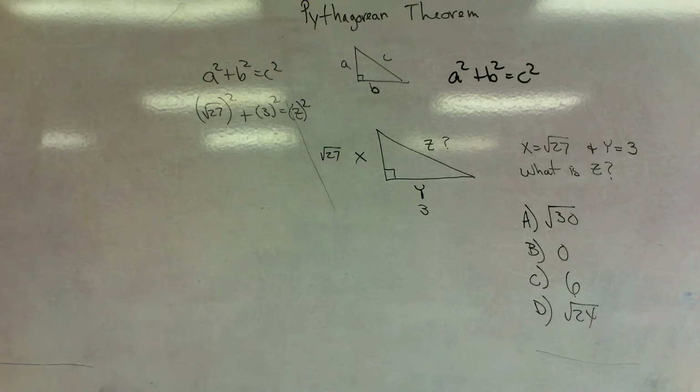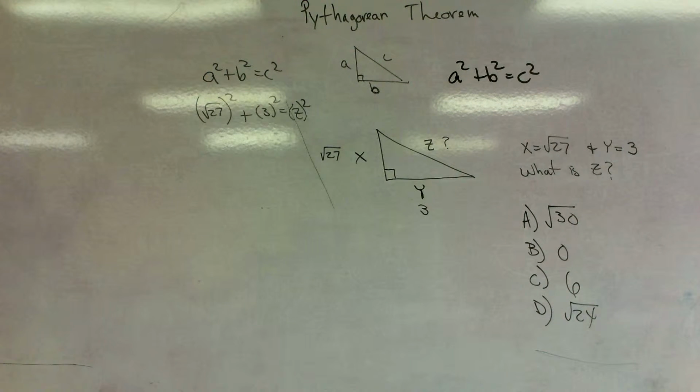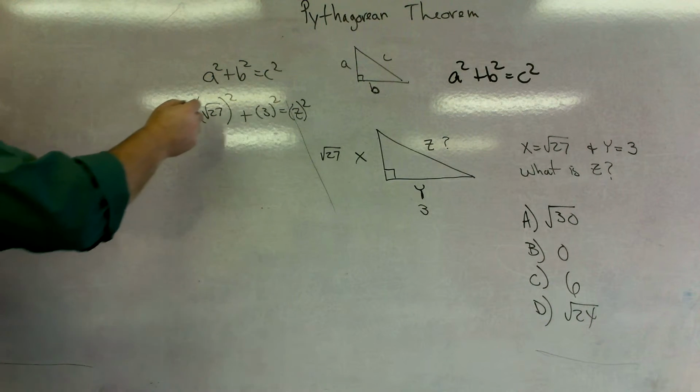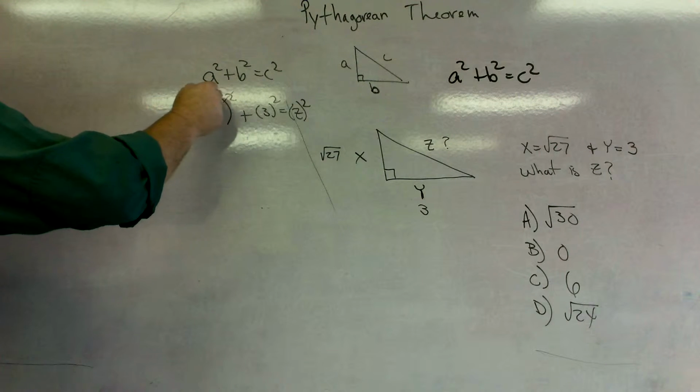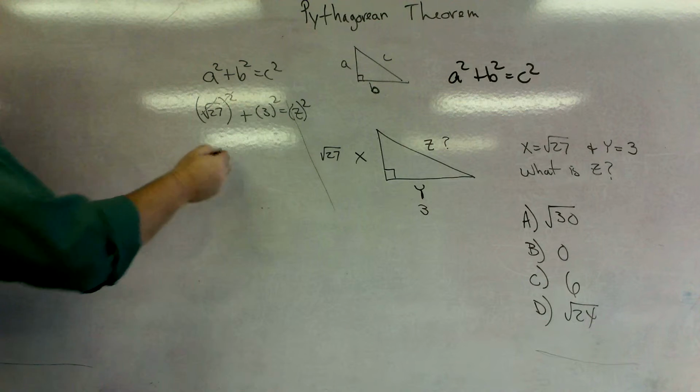Alright, so now when we go to simplify this, the square root of 27 squared looks really kind of intimidating, but it's actually very easy. Because anytime you have a square root and a square, they're inverse operations. That means they cancel each other out. So the square root of 27 squared is 27.